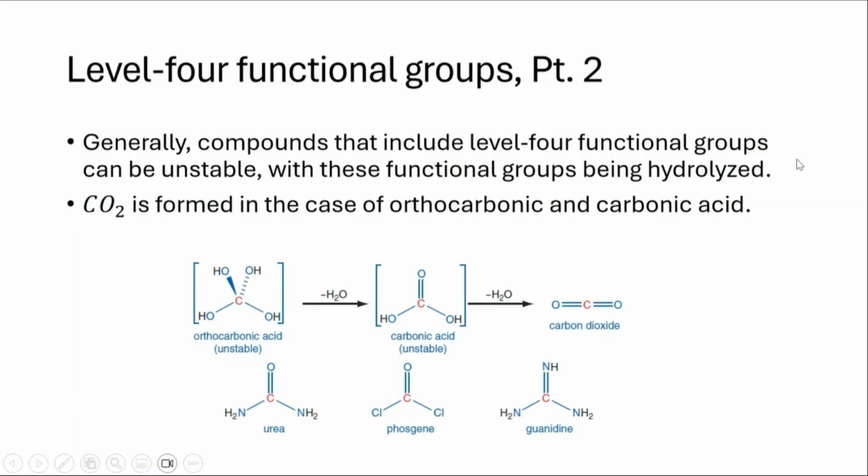Functional groups can be very easily hydrolyzed. So take, for example, something like orthocarbonic acid, right? So we have a carbon here, bonded to 4 oxygens, and each of these oxygens is attached to a hydrogen atom. It can be easily hydrolyzed to form carbonic acid, and then we can form carbon dioxide with it.